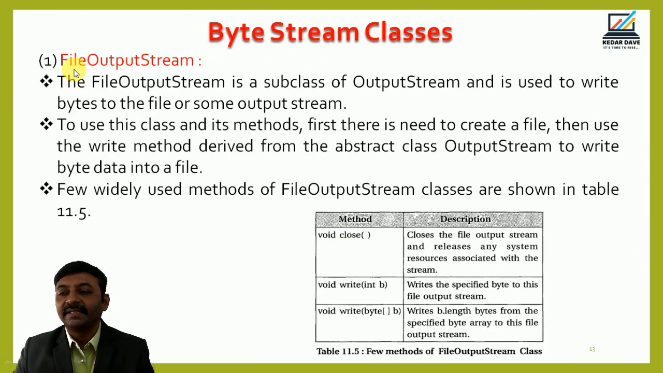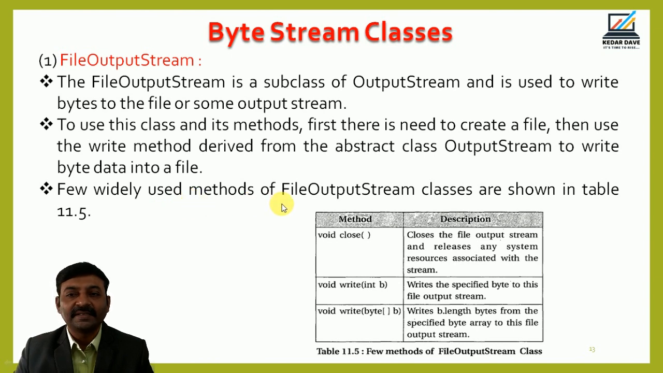Then the byte stream classes. The first one is the FileOutputStream. The FileOutputStream is a subclass of OutputStream and is used to write bytes to a file. To use this class and its methods, first of all, you have to create a file, and then use the write methods derived from the abstract class OutputStream to write the byte data into a file.